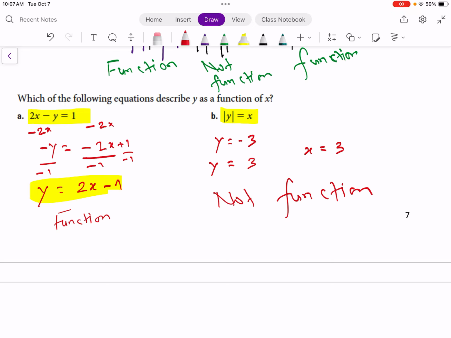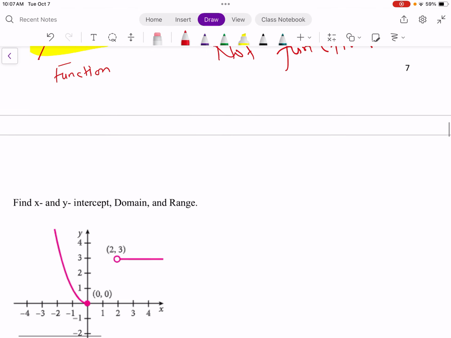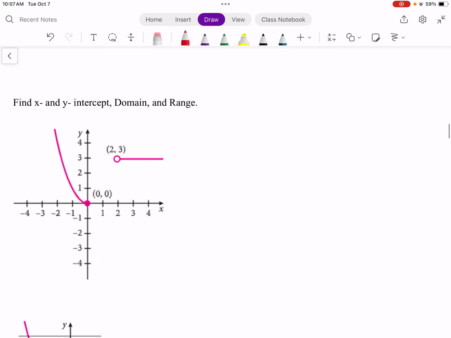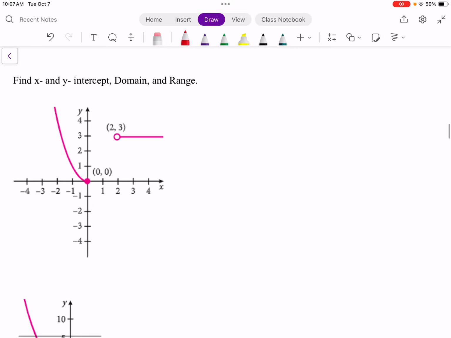Any question up to here? Okay, now let's go to the next one. So here we have a graph and we are asked to find x-intercept, y-intercept, domain and range.